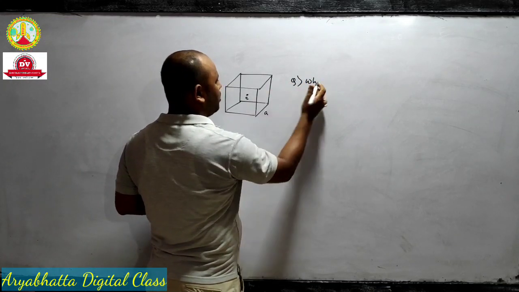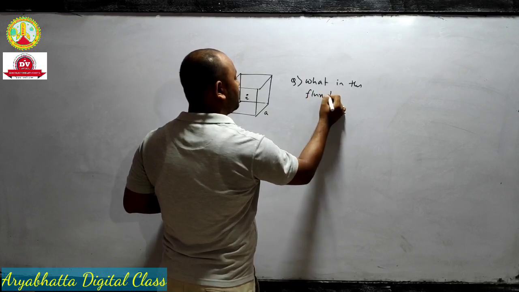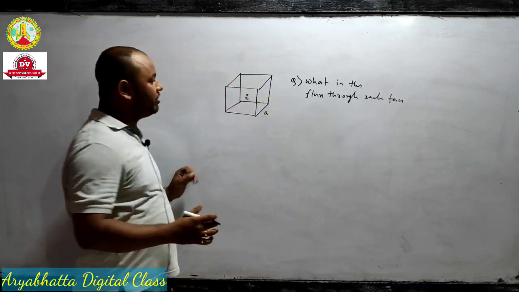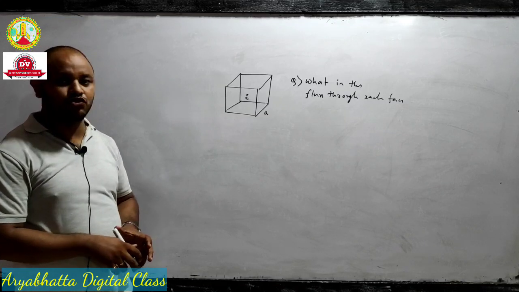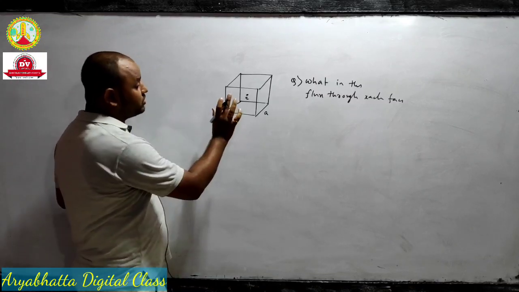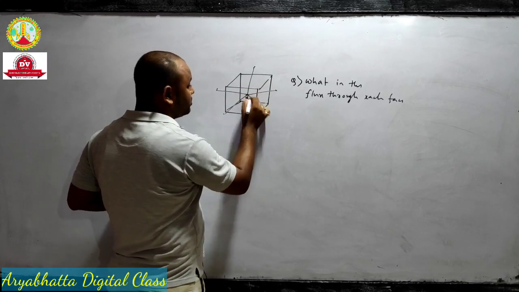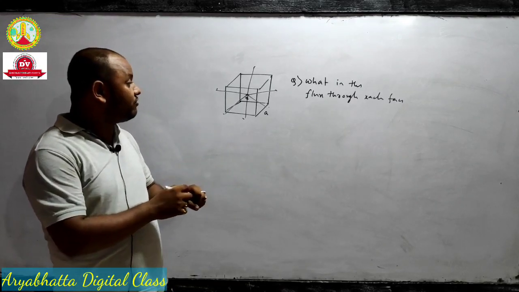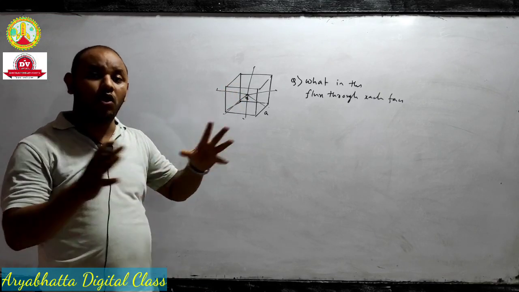What is the flux through its face? There are 6 faces. A cube has 6 faces. We need to calculate the flux through its face. Electric field lines will be emerging in every direction from this point source. Since the point source is at the center of the cube, the electric field lines will be emerging in all directions.